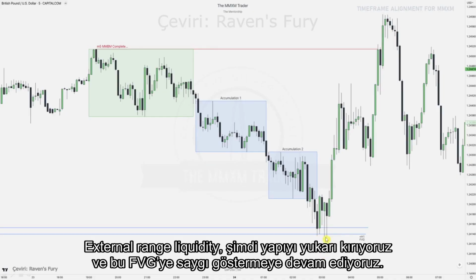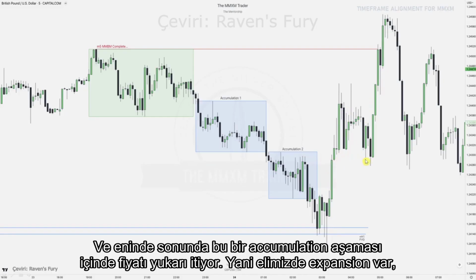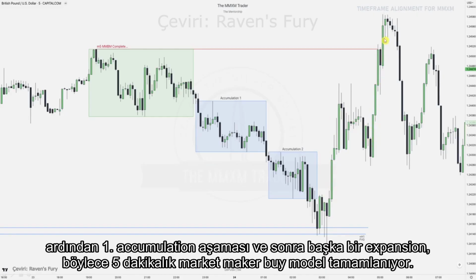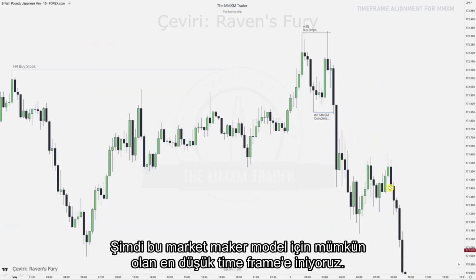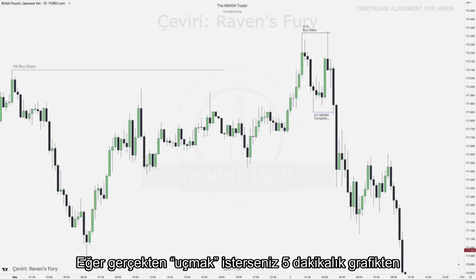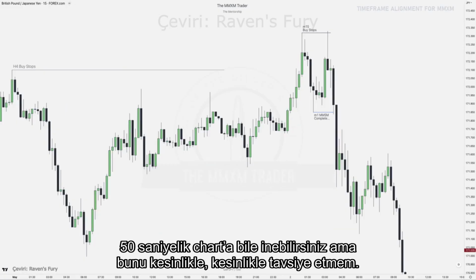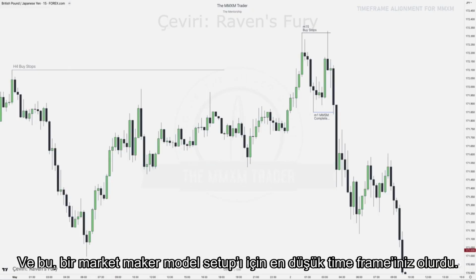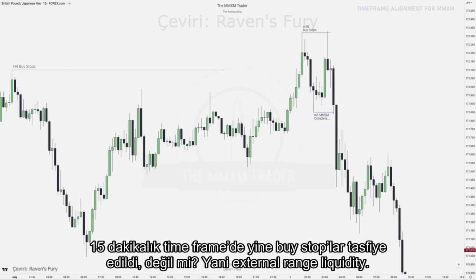Again, order pairing, right? External range liquidity. Now we're breaking up structure higher, and we keep respecting this fair value gap, and eventually it pushes up in one accumulation phase, right? So we have that expansion, accumulation phase 1, and then another expansion, completing this 5-minute market maker buy model. Now we dive into the lowest possible time frame for this market maker model. I guess if you want to be really freaky, you can go to a 15-second chart, but I would highly not recommend doing that. And this would be your lowest time frame for a market maker model setup.